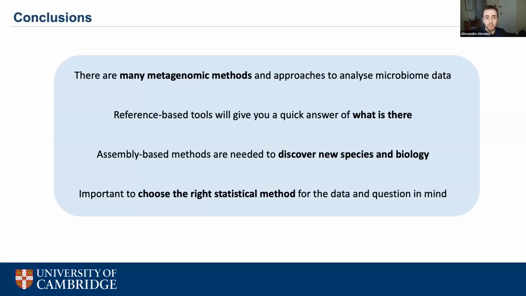So in terms of main conclusions, I hope I was able to show that there are many metagenomic methods and approaches available to analyze microbiome data. Reference-based approaches are usually the easiest and will give you a roughly quick answer of what is there, but you do want to consider assembly-based methods if you're working with very unusual samples or things that might not be well represented in reference databases. But ultimately, it's important to choose the right approach and statistical method for the data and question in mind. So do spend some time thinking about that.